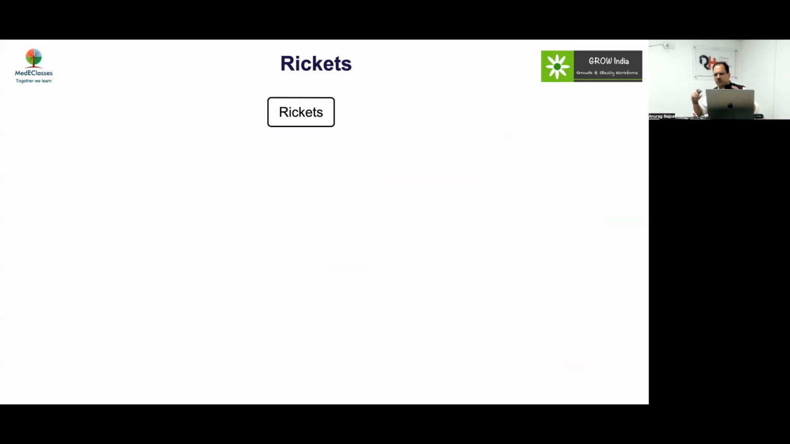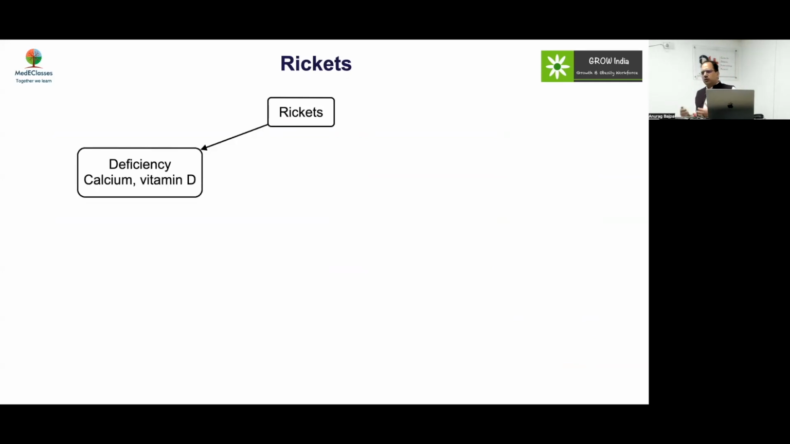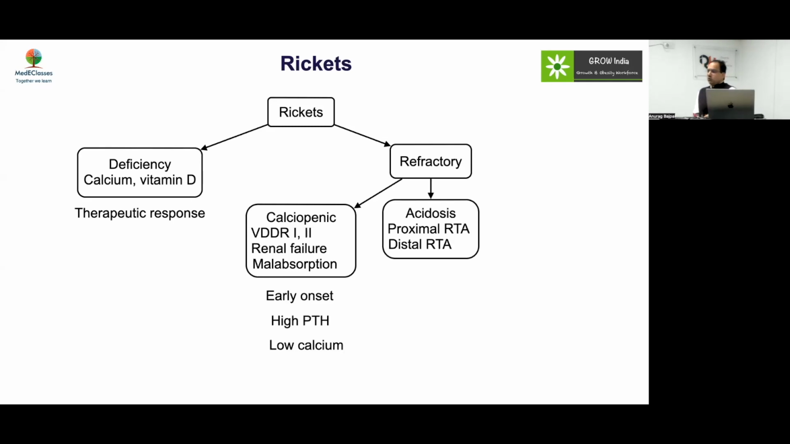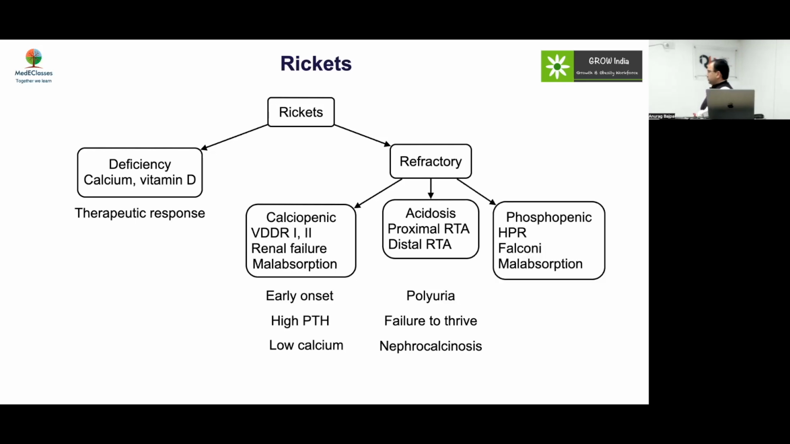So now, based upon that perspective, we can classify rickets into deficiency, which is both calcium and vitamin D, in which you can look at the therapeutic response to rickets. Then it may be refractory, which can be calciopenic because of VDDR 1 and 2, renal failure and malabsorption, which is early onset hyperparathyroidism and hypocalcemia. You can have acidosis because of proximal or distal RTA with polyuria, failure to thrive, and if it's distal RTA, you will develop nephrocalcinosis.